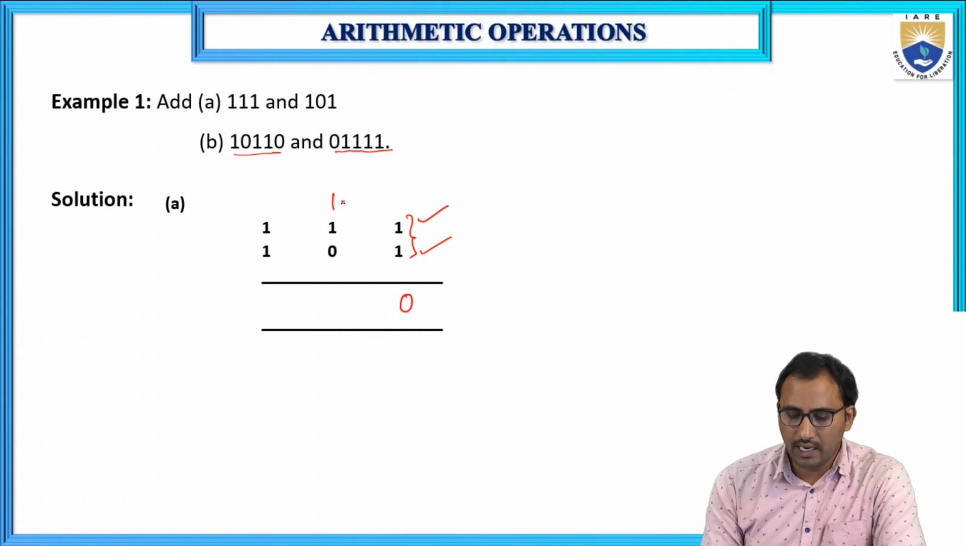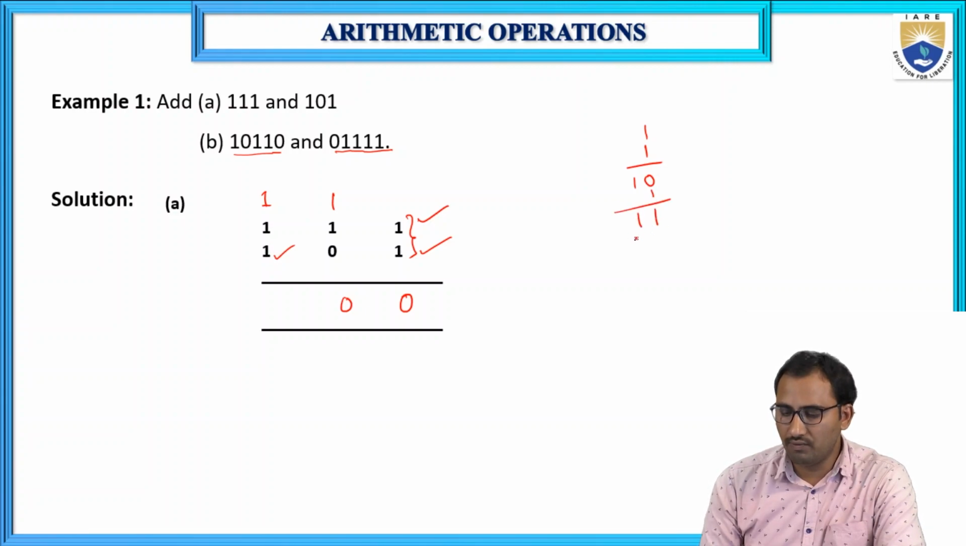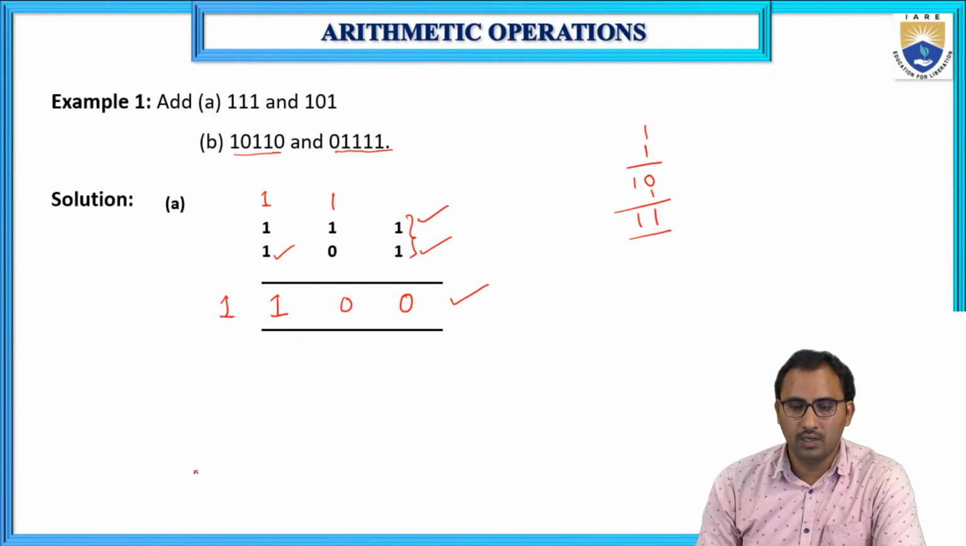Again, we are adding 1 plus 1. What will you get? You will get 0 with the carry 1. Next, in the 111, if you add 1 plus 1, you will get 10. Here one more 1 is there, so we are adding and you will get 11. So here you will get the output as 1 and the carry is 1. So this is the answer. This is a way of adding two binary numbers.